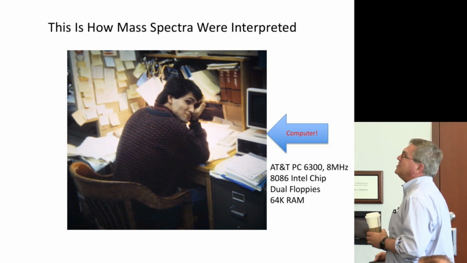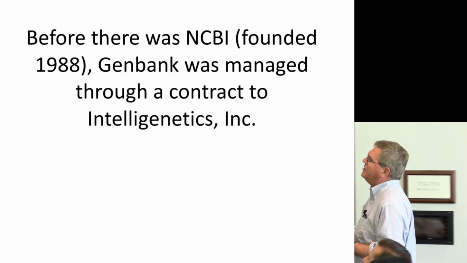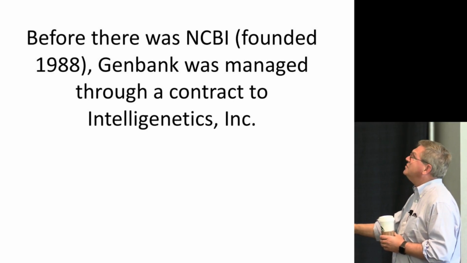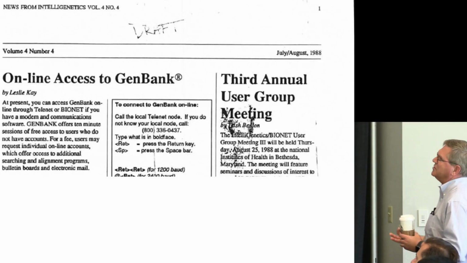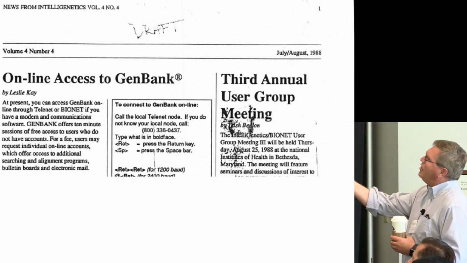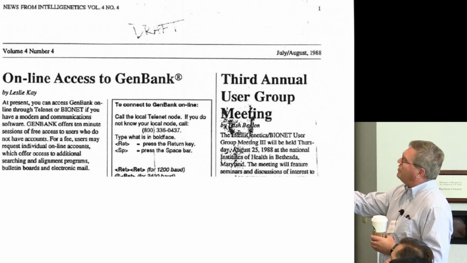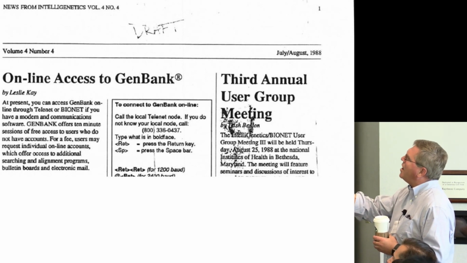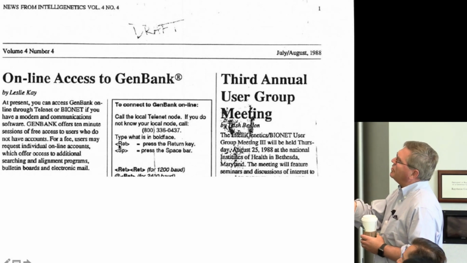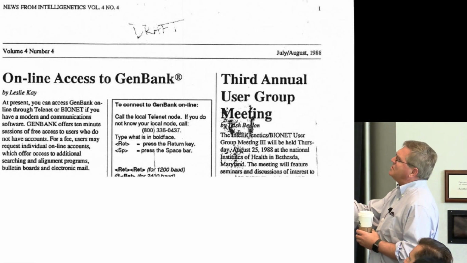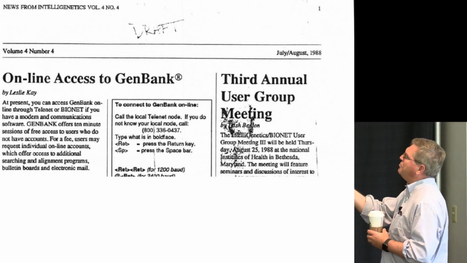So before there was NCBI, which was founded in 1988, GenBank was managed through a contract to IntelliGenetics. And they had a newsletter. They were a company of some kind, and you can see that to access GenBank you had to call your local telnet node. They're going to have a users meeting in Bethesda. Let's see what else. So it wasn't straightforward to access whatever data was in GenBank at the time.